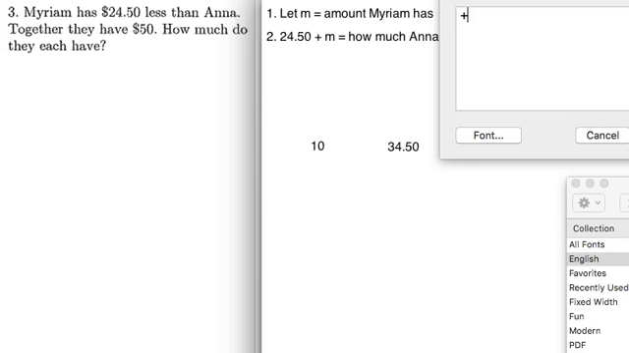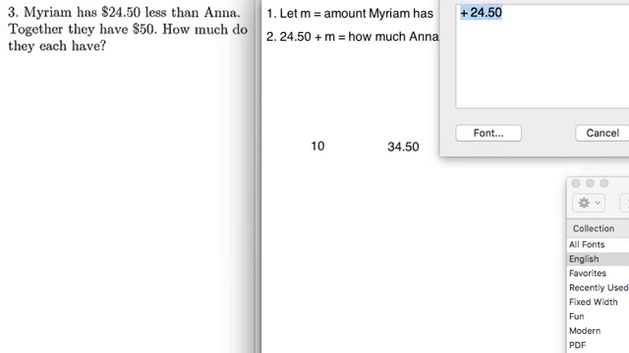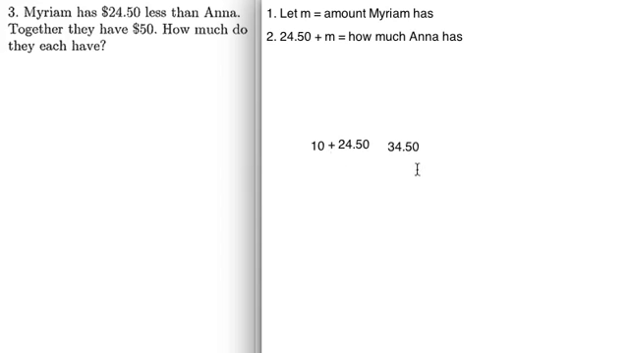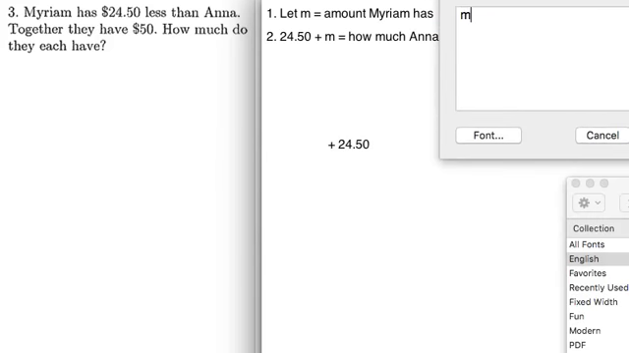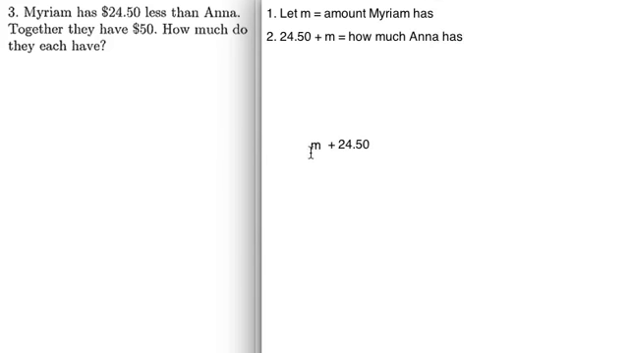What I did was add the $24.50, because it told me Miriam has $24.50 less than Anna. So if that's Miriam, then Anna would have that. If that's what I'm doing to get to $34.50, then let me take away these numbers that don't matter and put in the number that represents Miriam, which is M. That's how I get my algebraic expression here. I've written M plus $24.50 down here, $24.50 plus M up here. They're the same thing. If you're adding two things, the order doesn't matter.